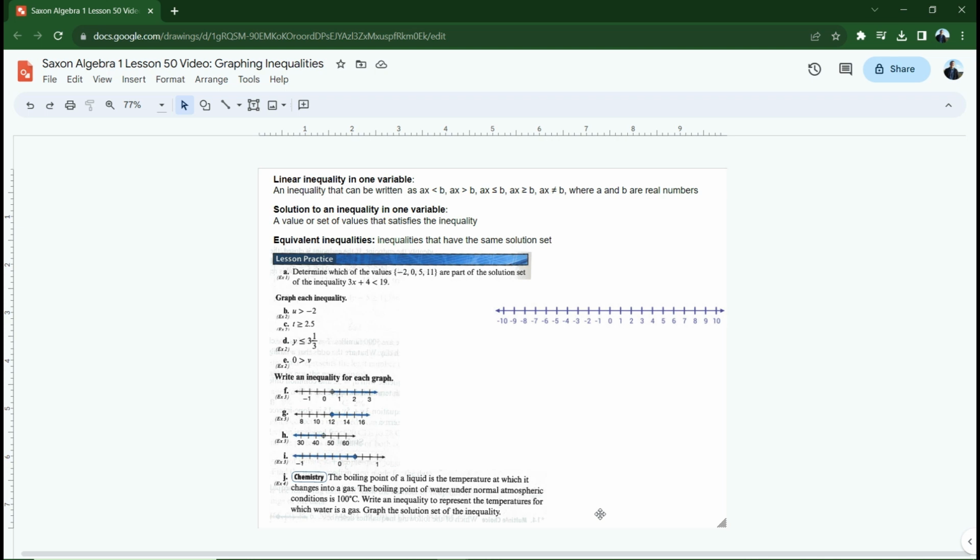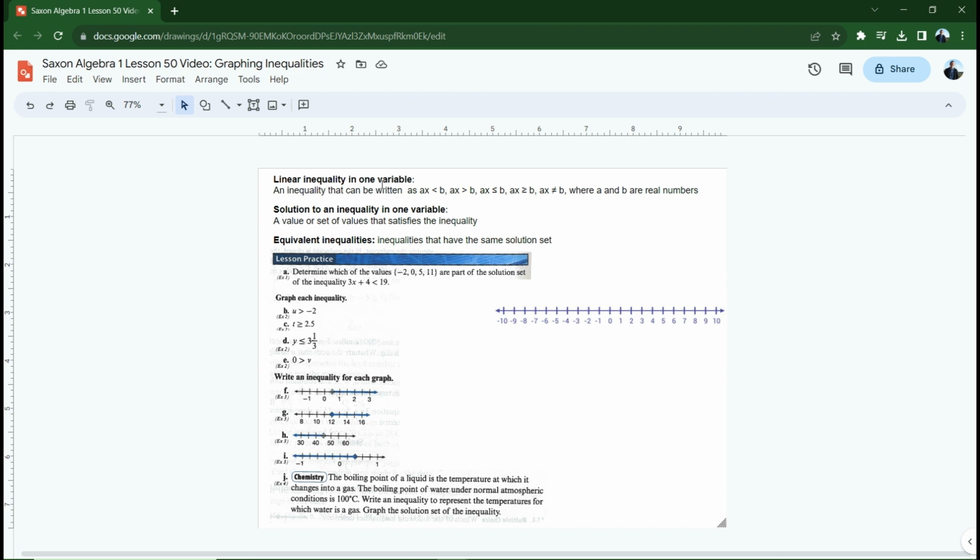Hey, algebra students, in this lesson, we are going to be learning about graphing inequalities. And we're going to start off with a little bit of background on this one. First of all, we're going to be dealing with linear inequalities in one variable. Now, usually when you hear about graphing, you think, oh, great, this is going to be graphing. Like I've got to deal with the x-axis and the y-axis and coordinate pairs. But we're not going to worry about two axes yet.